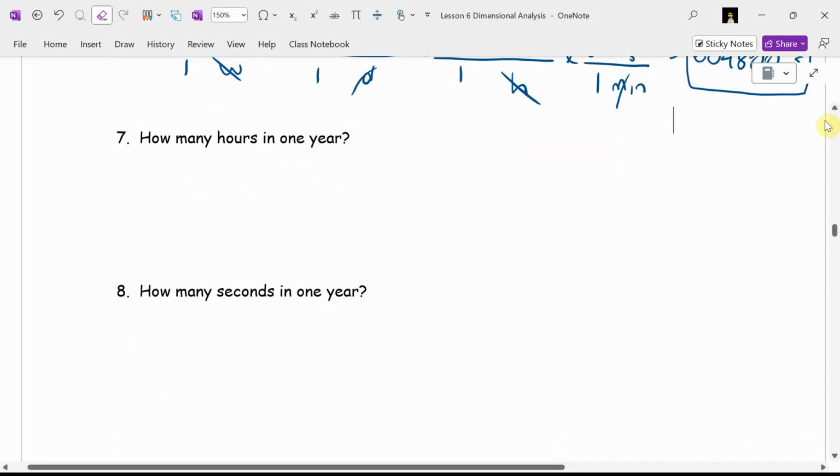How many hours in 1 year? There is a song from the musical Rent, which was popular about 10 years ago. If you've seen the musical Rent, the song talks about how many minutes in 1 year, and you may have that memorized because it's a catchy tune. And if you have that, use it.